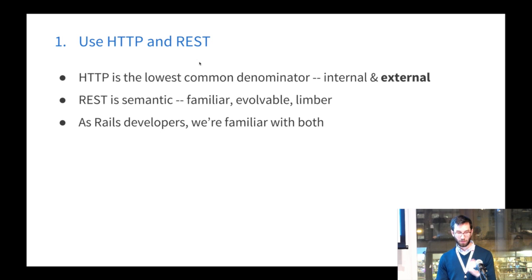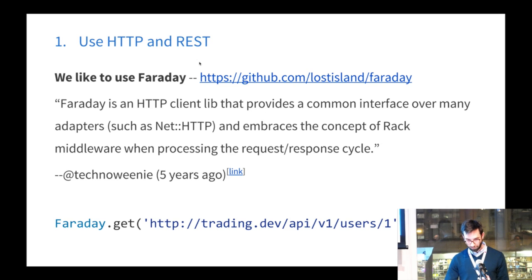Second, and maybe equally important, REST is an incredibly semantic, appropriately flexible, and evolvable sort of approach to building APIs on top of HTTP. And it's incredibly familiar to all of us as Rails developers. It's built right into the routing system. So HTTP and REST, that's our go-to thing. We're going to endorse using Faraday. It's a really straightforward library that integrates with a ton of HTTP adapters and is easy to build abstractions on top of.